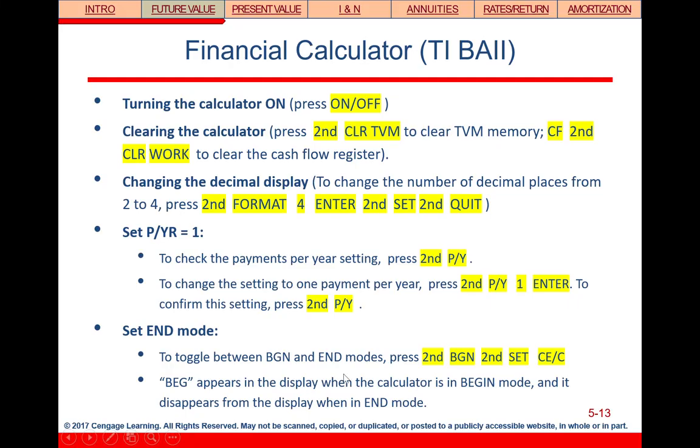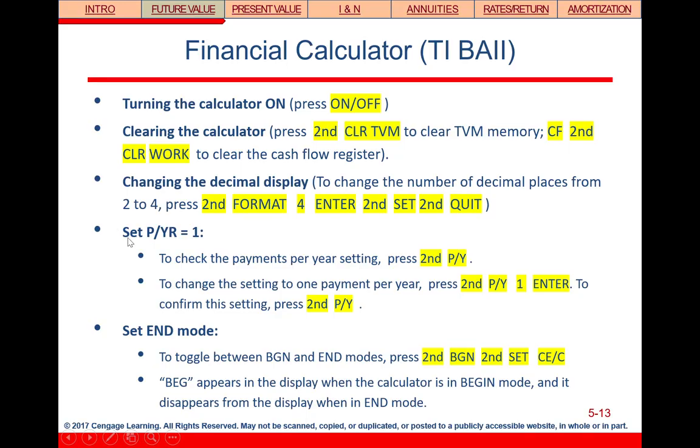But if you want to change the decimal display, here's how to do it. For example, to change the number of decimal places from 2 to 4, press second format 4, enter, second set, second quit. So this is how to do it, but it's not that important.